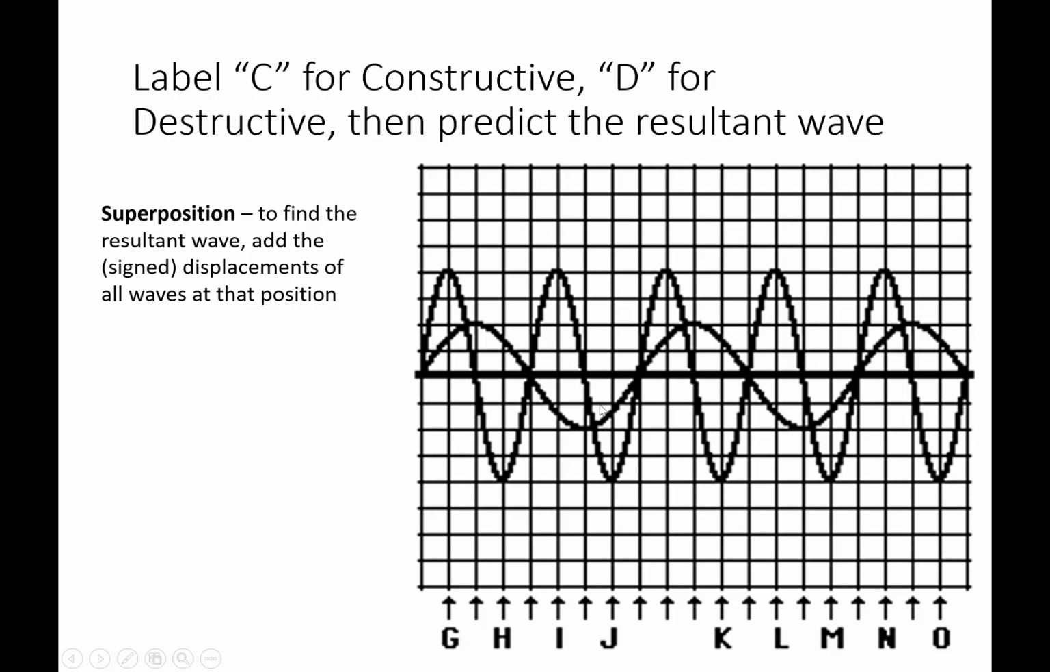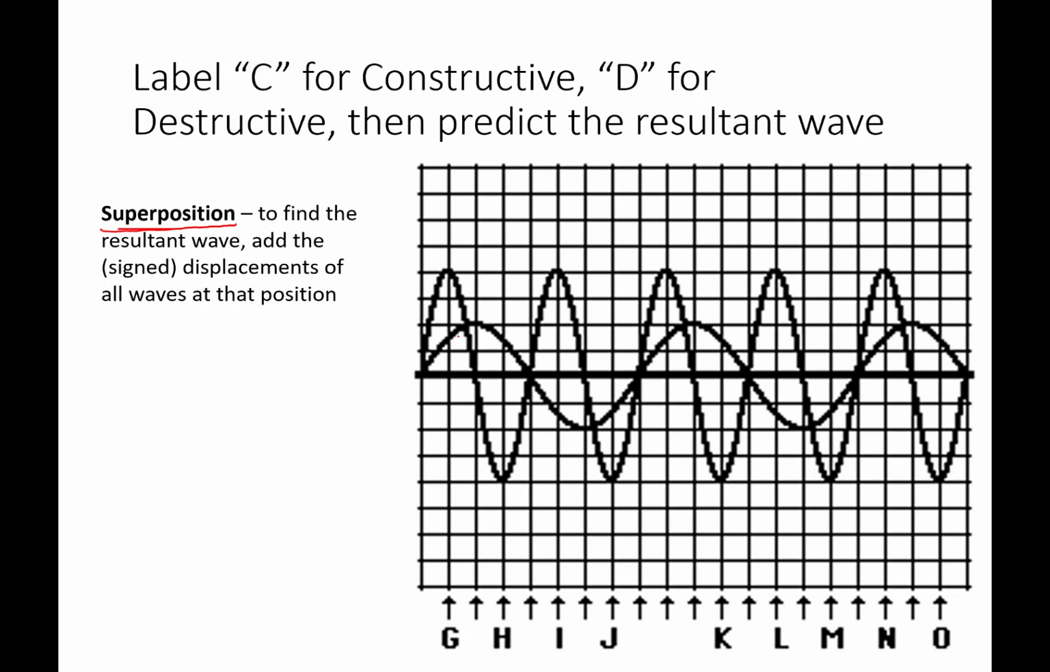So here's an example. We have two waves that are overlapping, and it shows us the two waveforms that are overlapping. Let's label C for constructive interference, D for destructive, and then predict the resultant wave. And to find the resultant wave, we're going to use this principle called superposition. It's the same principle we use for adding vectors. All we got to do is add the displacements of the two waves that are overlapping to find the resultant wave. So let's just look at the letters.